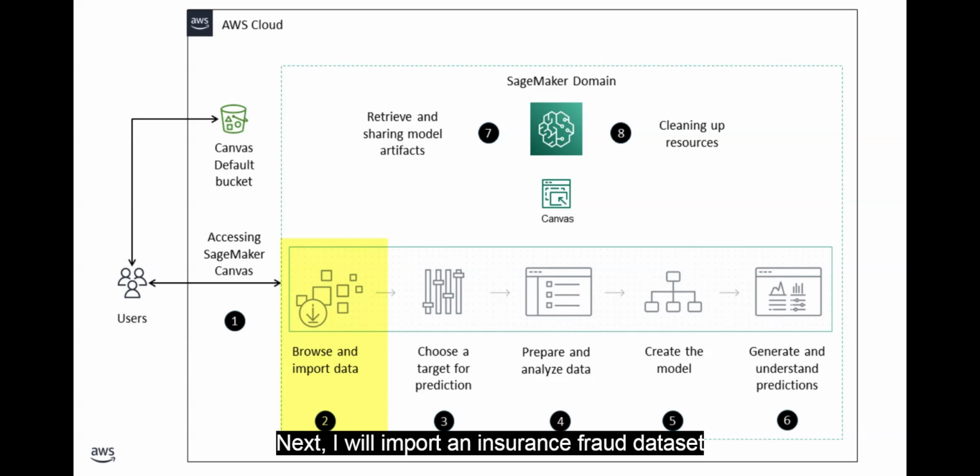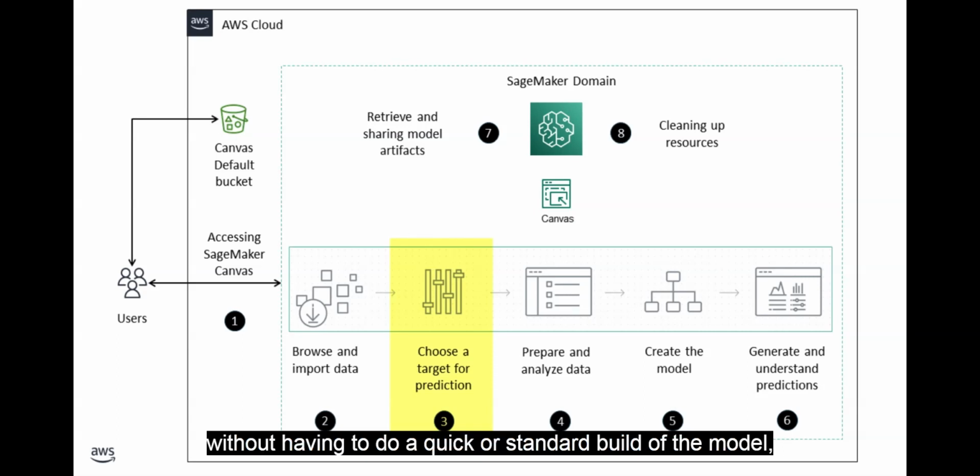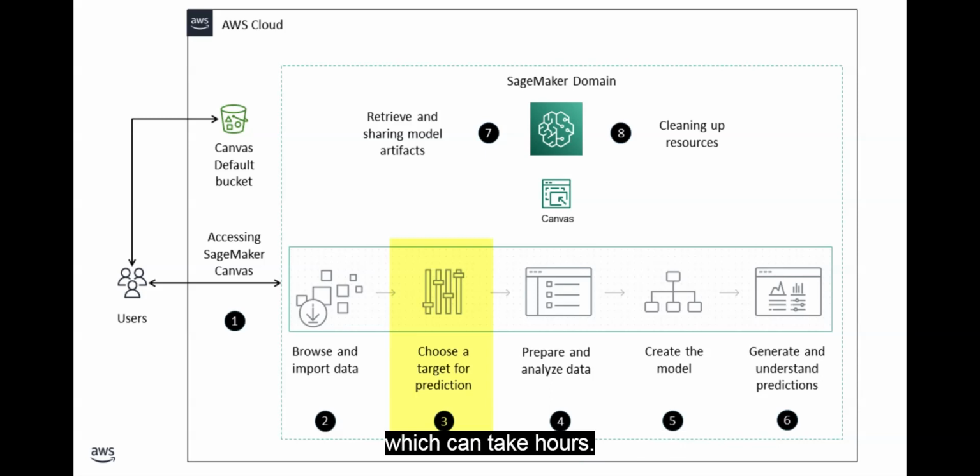Next, I will import an insurance fraud dataset into Canvas from Amazon Simple Storage Service or Amazon S3. Then I'll preview the data in Canvas. I will also select a target column in the dataset for the prediction. SageMaker Canvas will then recommend the types of models that I can use based on the dataset. I will then preview the model to understand how well the model will make predictions without having to do a quick or standard build of the model, which can take hours.